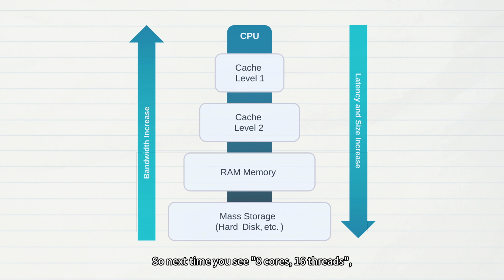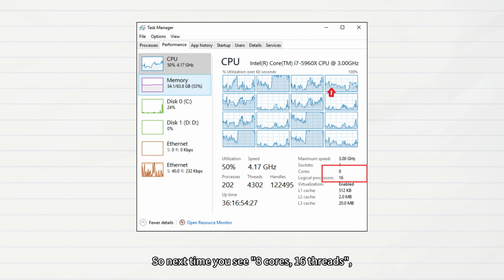So next time you see 8 cores, 16 threads, do not interpret it as the computer has 16 brains. A more accurate statement would be your CPU only has 8 real workers. But when one worker is waiting for materials, it immediately hands the tools to another worker to continue working. That is why 8 cores end up showing as 16 threads.